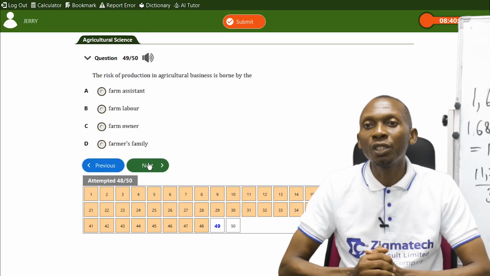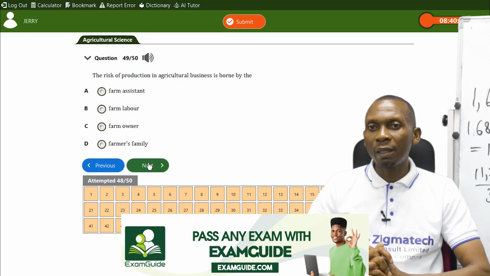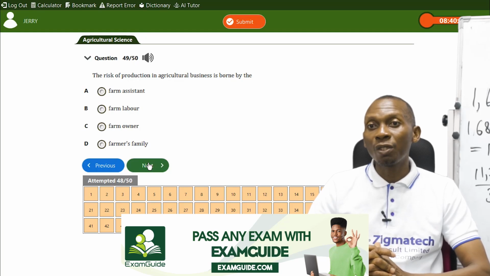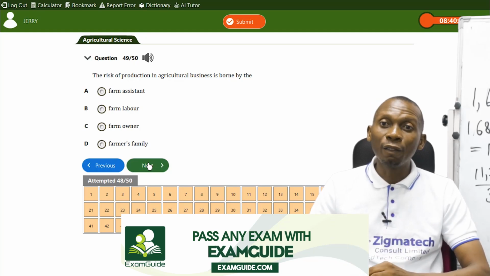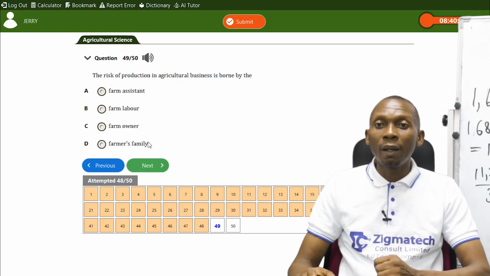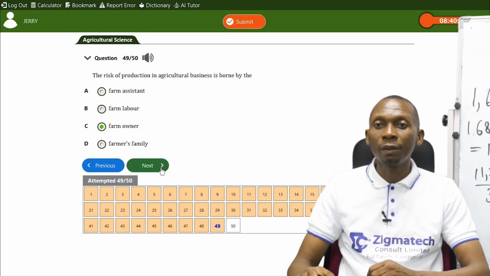The risk of production in agricultural business is borne by the farm assistants, the farm labor, the farm owner, and the farmer's family. Of course, when it comes to production in agribusiness, the risk is borne by the farm owner, which is the entrepreneur. So the answer is the farm owner.